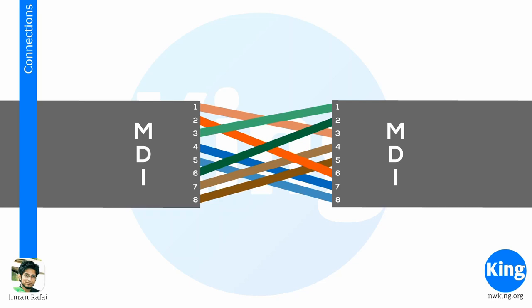Because they use all the 4 pairs, right? So when you do all the 4 pairs, first thing is there's no concept of TX and RX. Everybody does TX and RX. That means all the lines can do TX and RX, right? But crossover connection still needs to be done because of MDI, MDIX. So this is how they do crossover. I mean, it's exactly like the previous ones.